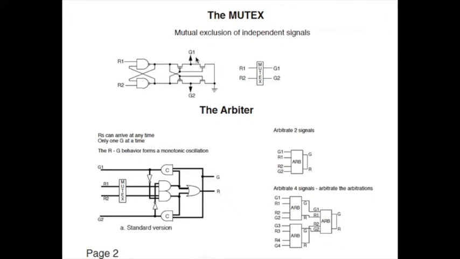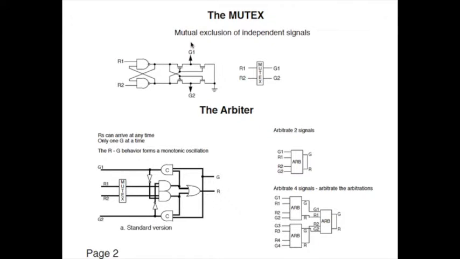Say G1 is granted, and the grant goes back to the logic that generated R1. Pretty soon they're done with the grant and R1 goes low. As soon as R1 goes low, G1 will go low and G2 will be granted. Then G2 goes back, they do their grant, and then R2 is released, and G2 goes low. If R1 came along at the same time, then G1 is granted.